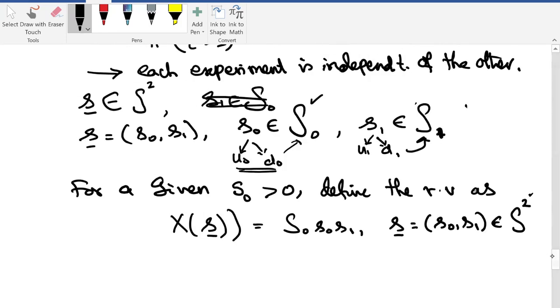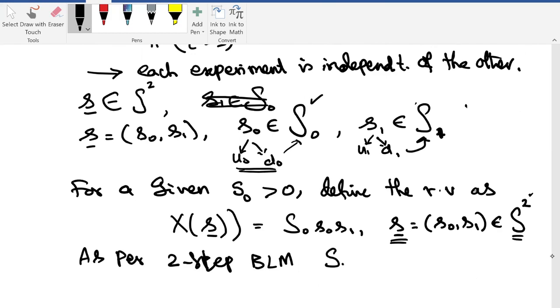It is basically having 4 elements, because there are 4 elements in your sample set. Therefore, its range has 4 points. It's a discrete random variable. And as per the two-step binomial lattice model, the stock price at t equal to capital T is defined as this random variable X. Therefore, S1, that is the stock price at t equal to capital T, itself is a random variable. Finally, that is what we wanted to say.